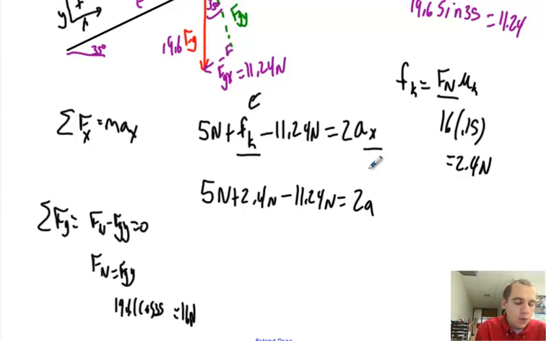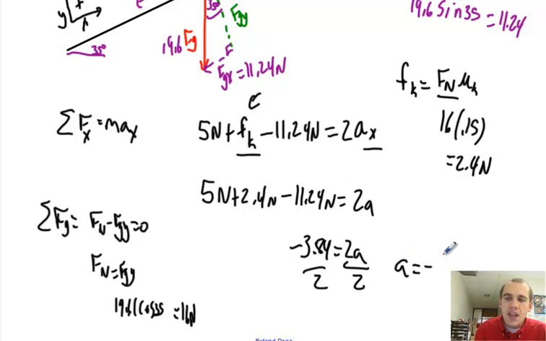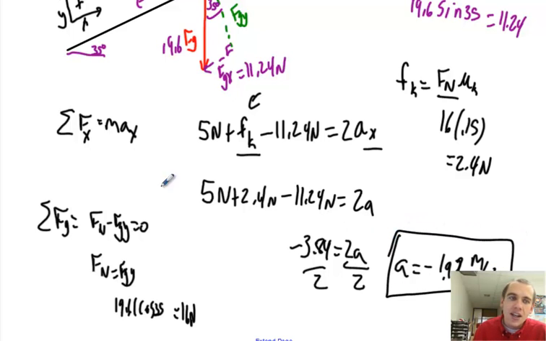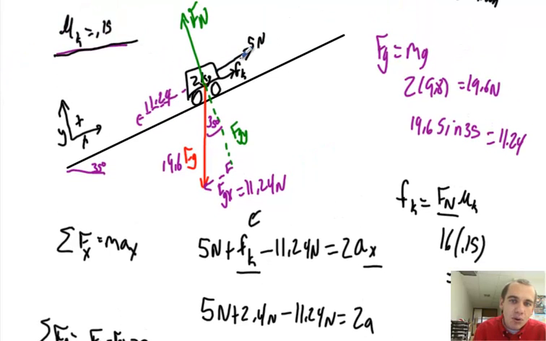So 5 plus 2.4 minus 11.24 is negative 3.84, equals 2a. If I divide both sides by 2, I get the acceleration is negative 1.92 meters per second squared. That means the cart is accelerating down the incline, and so even though this force is pulling it up, it's not big enough to keep it moving up. It'll accelerate down the ramp, so it'll get faster down the incline.